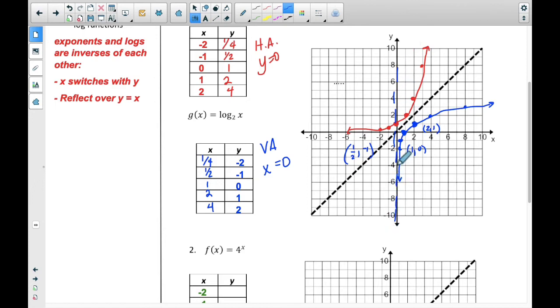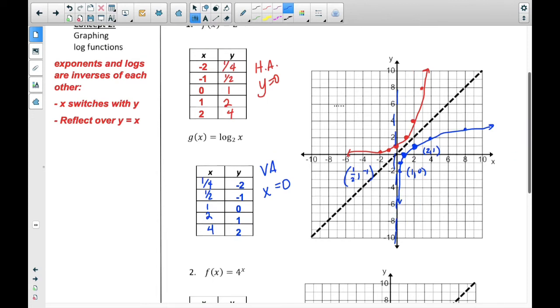Sometimes it helps to know where that is to kind of orient yourself of, you know, which way is it going, what's it getting closer to, and what have you. So just keep in mind that an exponential graph has an asymptote at y equals 0, which is the x-axis, and the log graph has an asymptote at x equals 0, which is the y-axis.